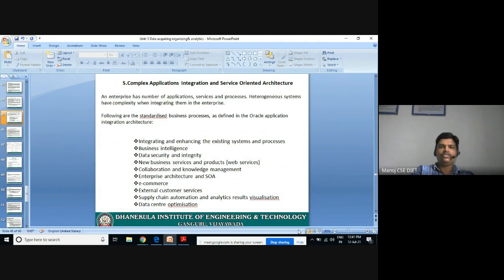Even new businesses got introduced, whether it is a web service or mobile service. New business services and products got introduced here with the help of Oracle Application Integration Architecture. Even we need some collaboration or cooperation with associating. We can associate with the other systems. We can get support of other resources also here.